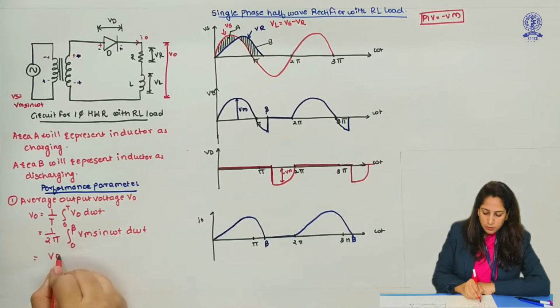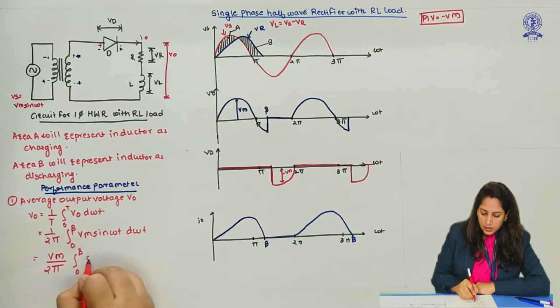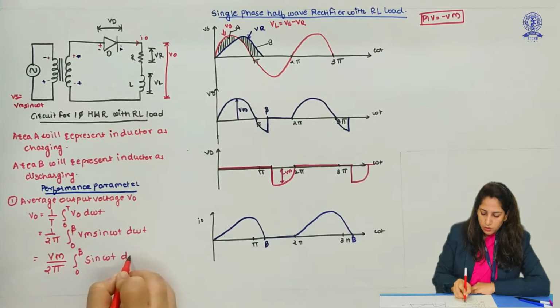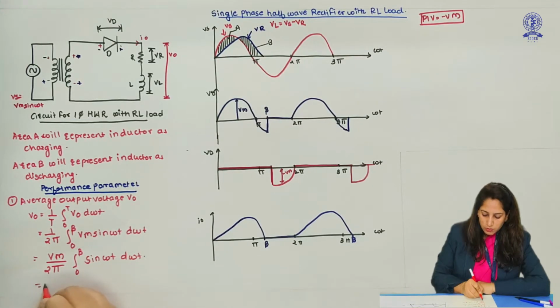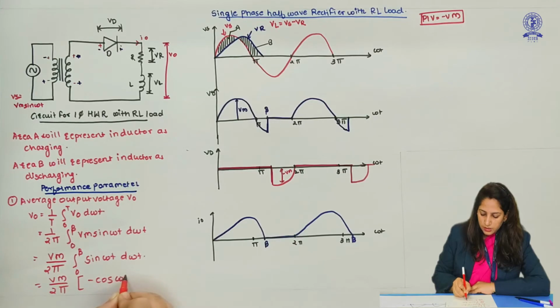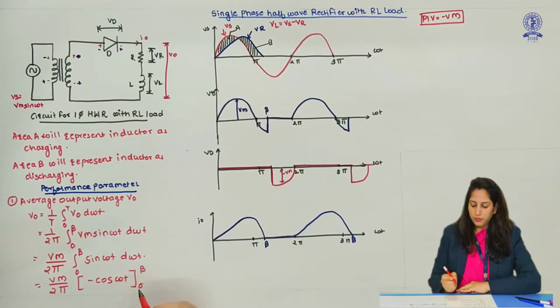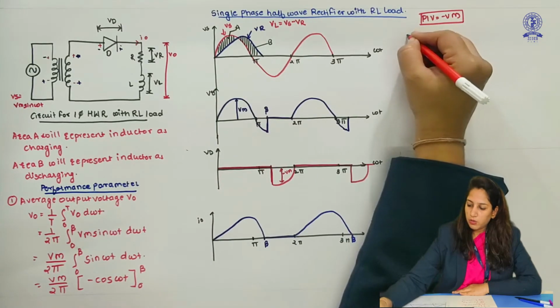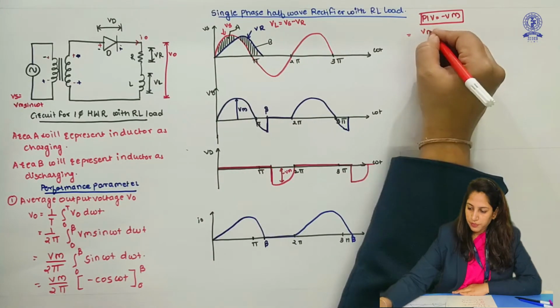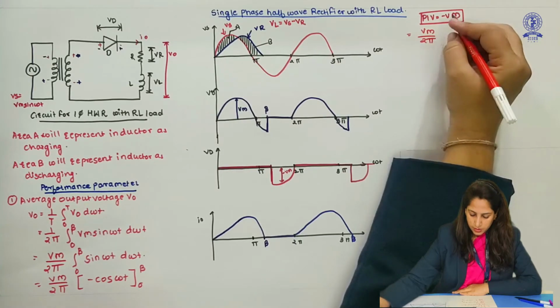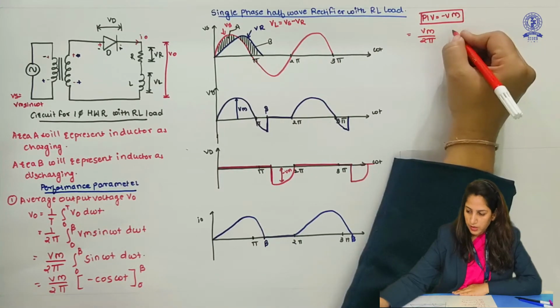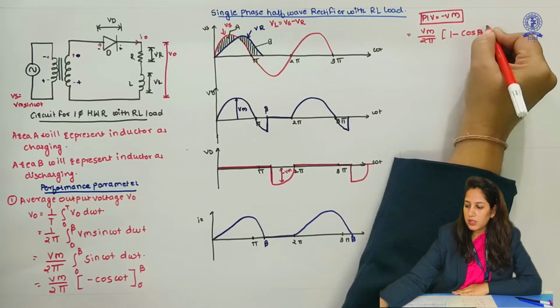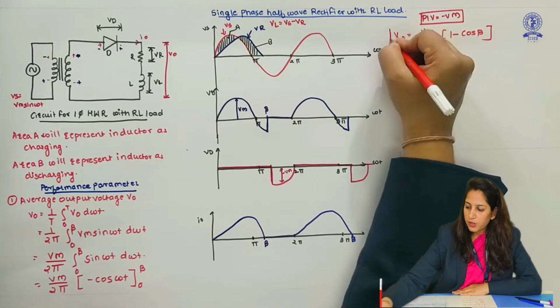This Vm will come outside, Vm upon 2 pi, integral from 0 to beta. Inside it will be sine omega t d omega t. I will solve this, so it will be Vm upon 2 pi times the integration of sine, which is minus cos omega t, from 0 to beta. Putting in these values, it will become Vm upon 2 pi times (1 minus cos beta). So this is the final value of the average voltage.